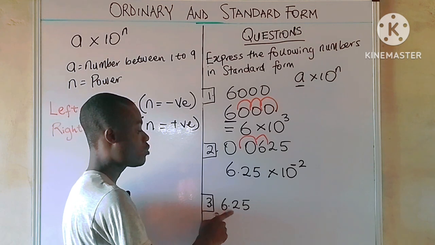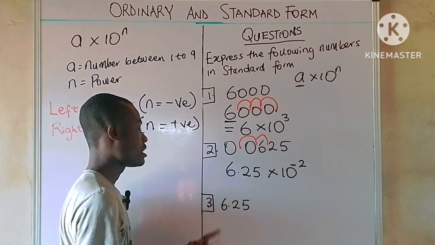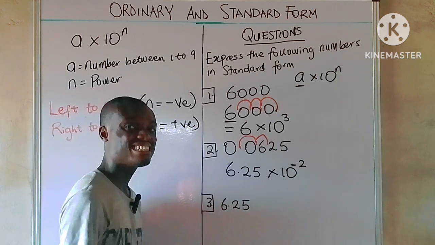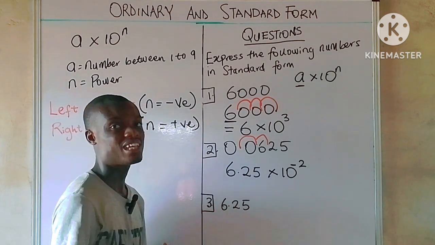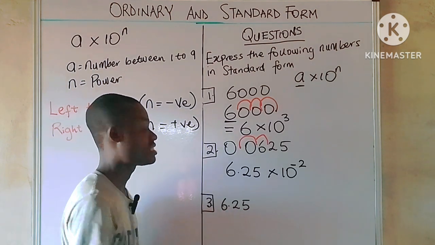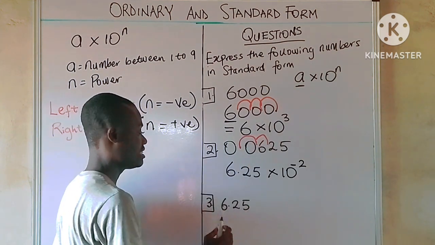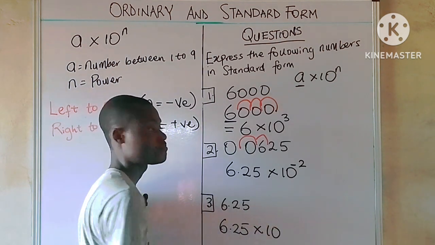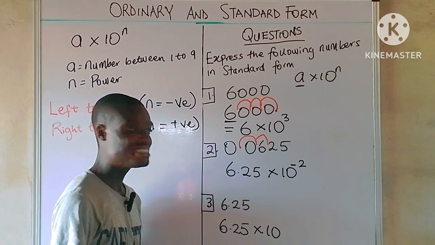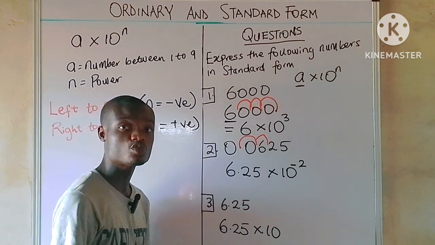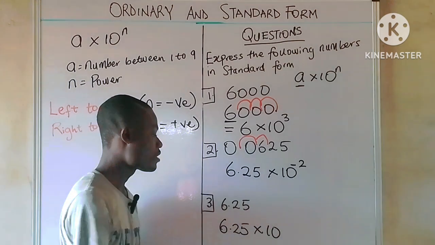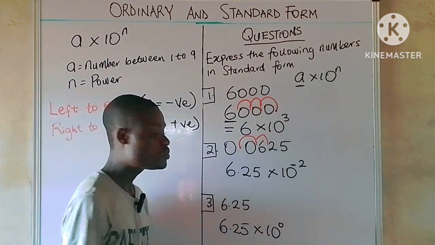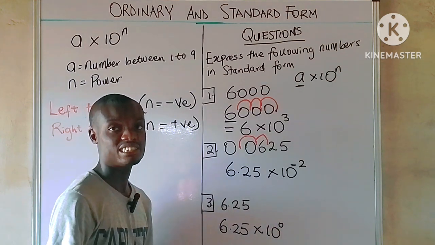Question 3, we have a number which is 6.25. Now when we look at this number, the number before our decimal point is 6. And 6 is a number between 1 to 9. So it means we are not going to move this decimal point, because we already have a number between 1 to 9, which is 6. So we write 6.25 times 10 raised to the power of n. And in this case, we didn't move our decimal point. We didn't move it once, neither twice, thrice, or whatever. Since we didn't move it, our power becomes 0.